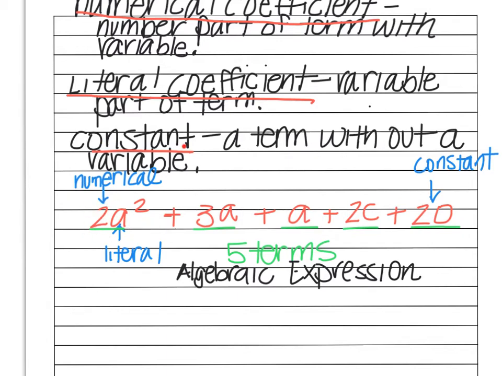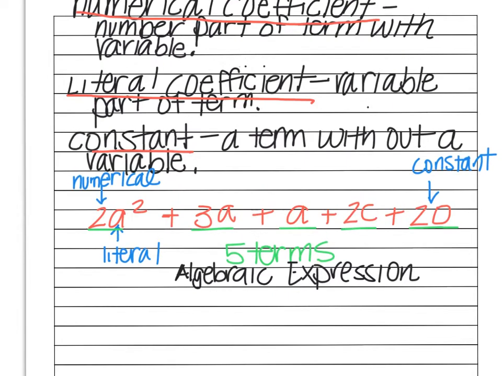And then you have something called a constant, and it's a term without a variable, so the constant would be 20. If it asked you how many terms you had, you would say you have 1, 2, 3, 4, 5 terms. Your numerical coefficient would be 2, or 3, or this 2 right here. And your literal coefficient would be the a squared, the a, and the c. When we write all of this together, this forms what's called an algebraic expression. So all of these together are considered algebraic expressions.